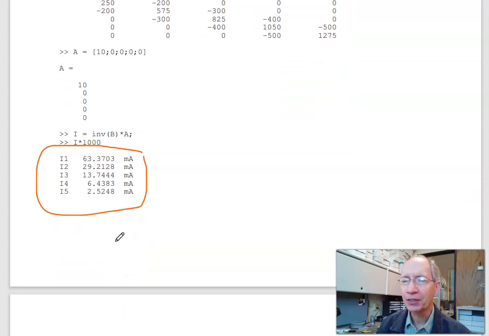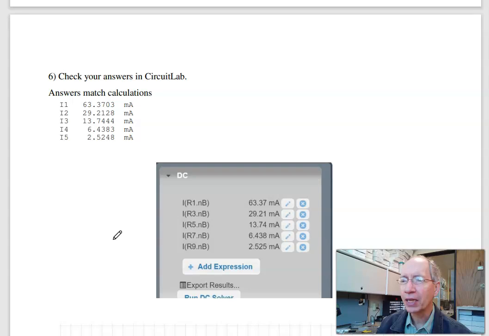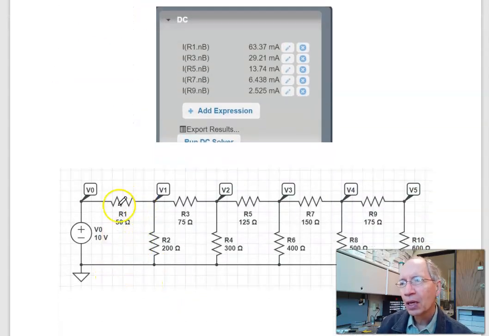I can then check my answer. Throw this into Circuit Lab. Click on the left side of the resistor, and that'll tell you the current going this way. That's I1. Click on the left side of the resistor. That's your I2, I3, I4. So these are the currents.